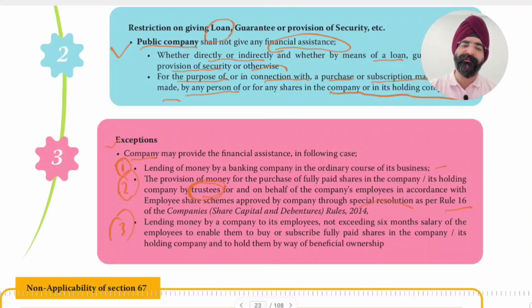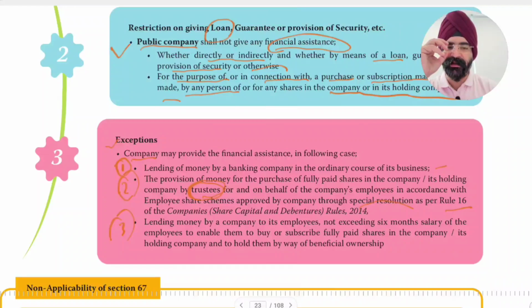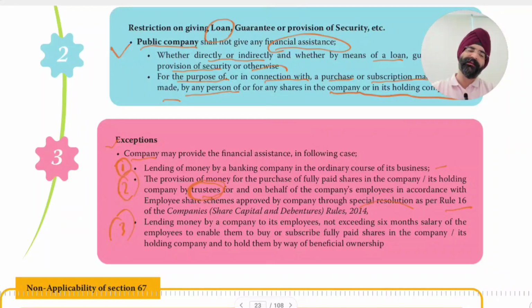Number three is lending money by a company to its employees, not exceeding 6 months' salary of the employee, to enable them to buy or subscribe fully paid shares in the company or its holding company and to hold them by way of beneficial ownership. So companies can lend money to employees up to a maximum of 6 months of their salary for this purpose. They are holding by way of beneficial ownership.